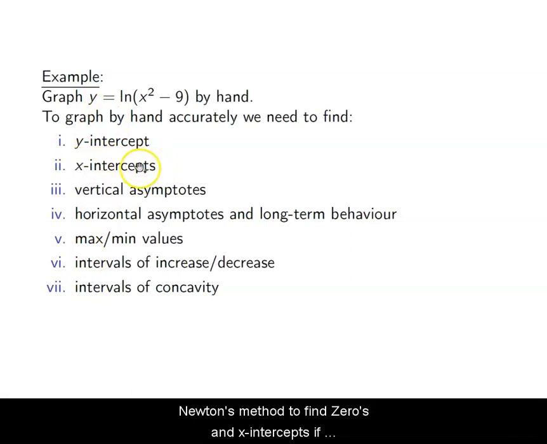The only thing that's not in here is Newton's method, which actually it is. We could use Newton's method to find zeros and x-intercepts if we're not able to factor. But the only thing I'm not seeing is the differentials. We're not talking about differentials here at all. That's really the only thing that's left out. So let's go ahead and start. We're going to go in order.